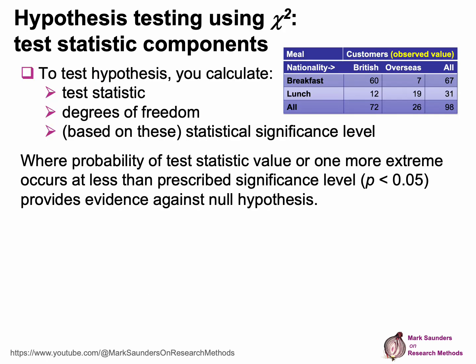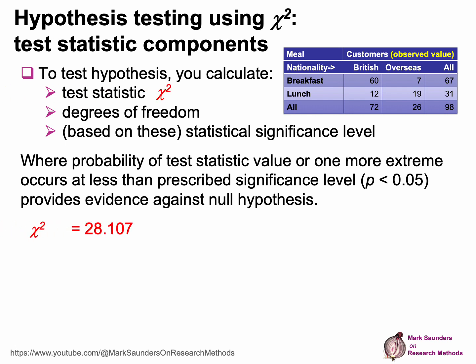Let's now move to looking at hypothesis testing using the chi-square test. And we're returned to our data set of the cafe with customers being either British or overseas, and for their last meal having purchased breakfast or lunch. To test the hypothesis, we calculate a test statistic, which is the chi-square test, the degrees of freedom, and based on this, the statistical significance level. When the probability of our test statistic value, or one more extreme, occurs at less than the prescribed significance level, and here we're saying less than 0.05 or 1 in 20, this provides us with evidence against the null hypothesis.